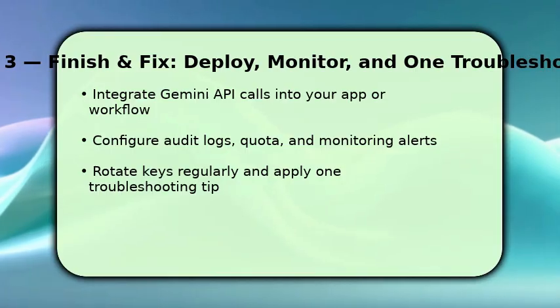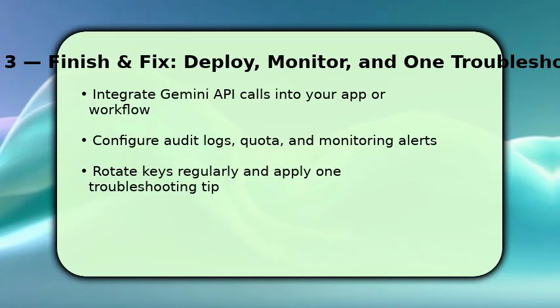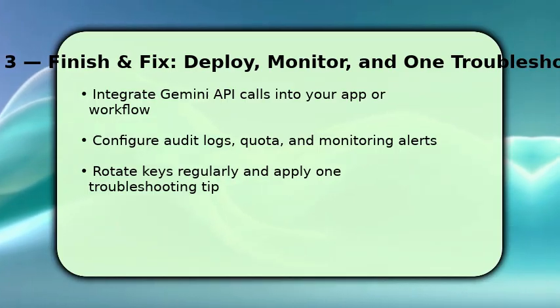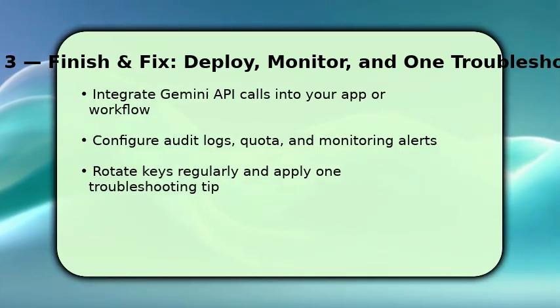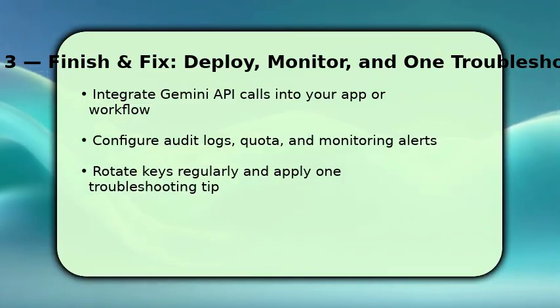You will implement the API calls using the access token, route responses back into Workspace apps, and ensure rate limits and quotas are handled. Next, enable logging, set alerts for anomalous usage, and document key rotation schedules. Make sure to rotate the service account key regularly and restrict network access.